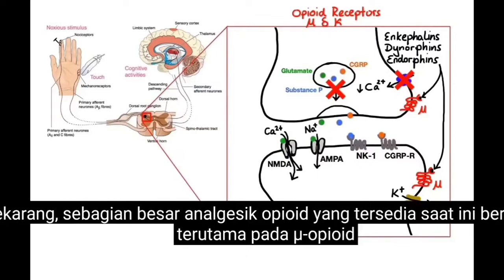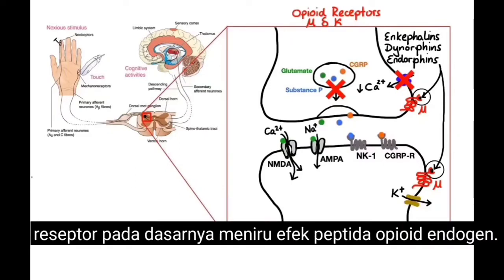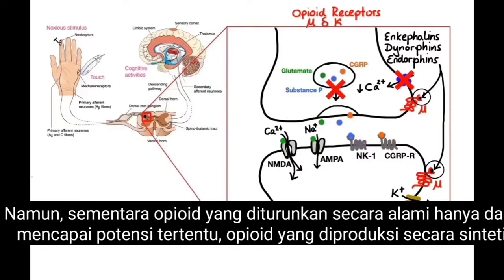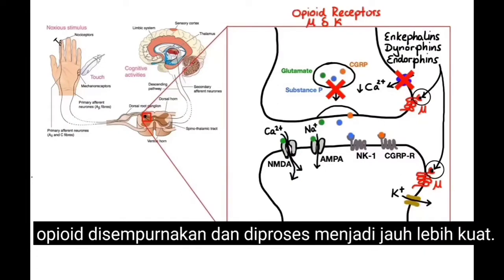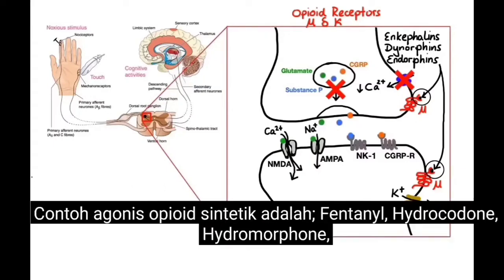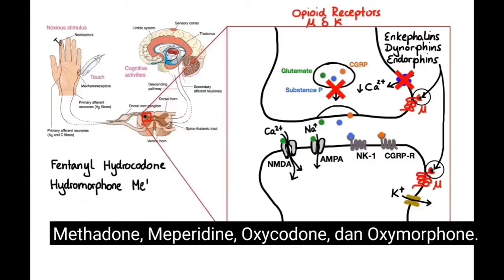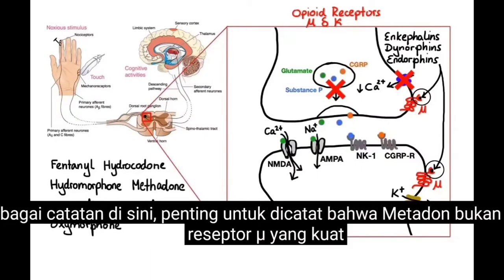Now, the majority of currently available opioid analgesics act primarily at the mu-opioid receptors, essentially mimicking the effects of endogenous opioid peptides. However, while naturally derived opioids can only reach a certain potency, the synthetically produced opioids are refined and processed to be much more powerful. The examples of synthetic opioid agonists are fentanyl, hydrocodone, hydromorphone, methadone, meperidine, oxycodone, and oxymorphone.